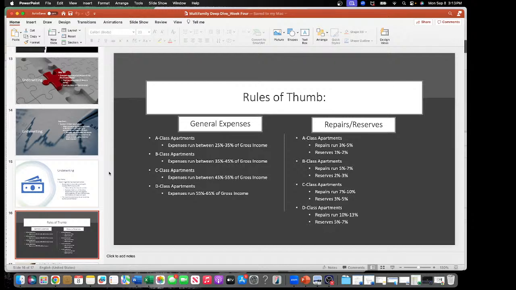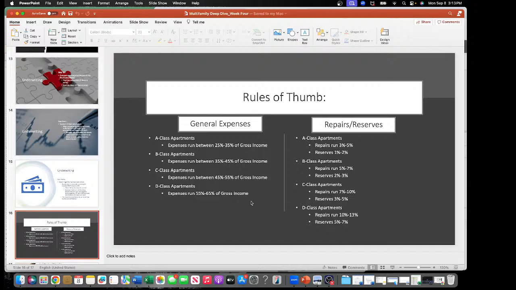And then B, C, and D. For a general rule of thumb, if you really want to make this super simple, A-class apartments are anything built in the last 20 years. So as of this video, that's 2025. Anything from 2005 to 2025 is going to be A-class. Anything that's built between 1985 to 2005, probably going to be B-class. 65 to 85 is probably C-class, and then older than 1965 is probably going to be a D-class apartment complex as well here. It's just a general rule of thumb.